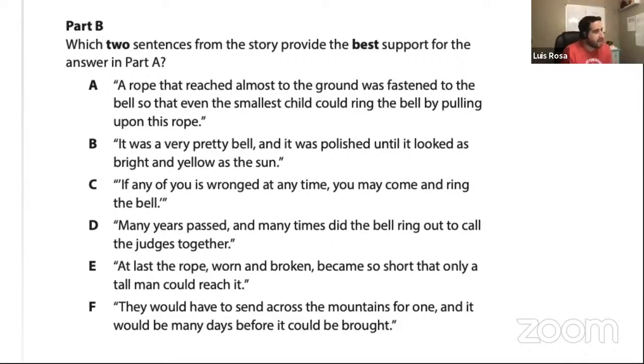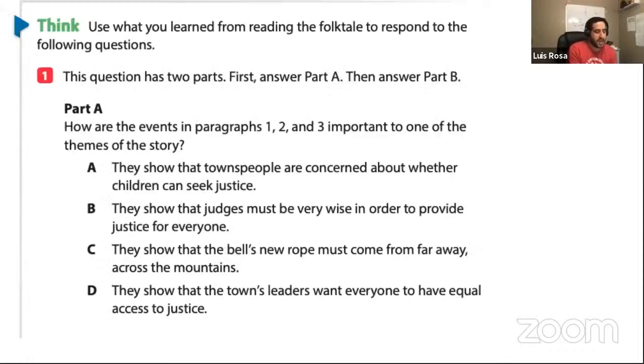C, if any of you is wrong at any time, you may come and ring the bell. This sentence specifically tells you that if you have had something wrong happen to you or something bad has happened to you and somebody is at fault, you can go and ring that bell and the judges will come and give you justice. So those 2 sentences right there support my answer that on paragraphs 1, 2, and 3, it shows that the town's leaders wanted everybody to have equal access to justice.